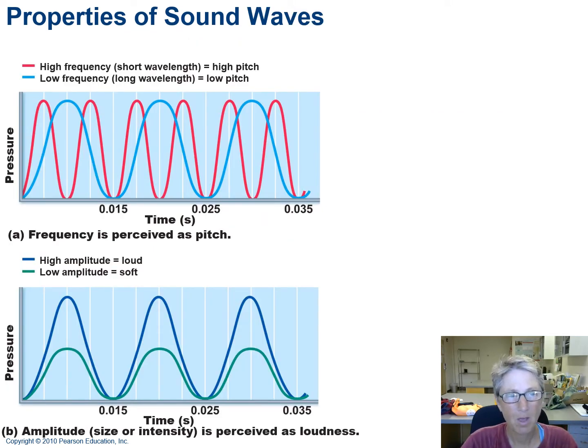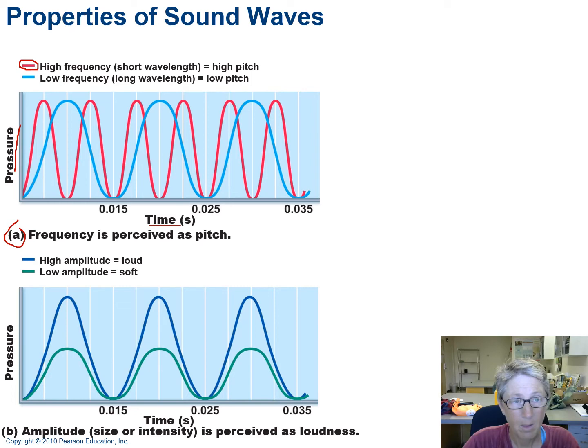So properties of sound waves. Let's look at A first. We've got pressure on the y-axis, time on the x-axis, and it tells you the key up here. The red, these are high frequency, short wavelength waves. That gives a high pitch. You guys probably know the voice has a pitch. You can have a high-pitched voice or a low-pitched voice. If you have a high-pitched voice, then you're transmitting these high-frequency, short wavelength waves.